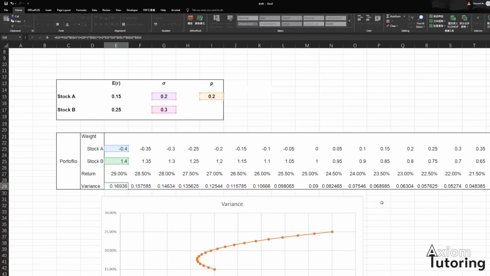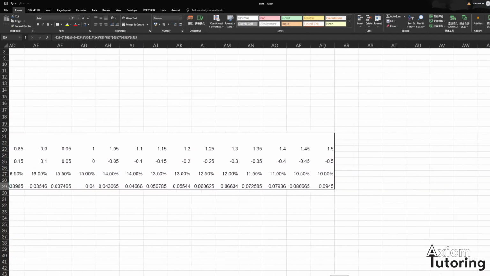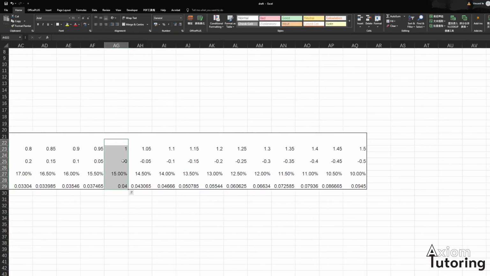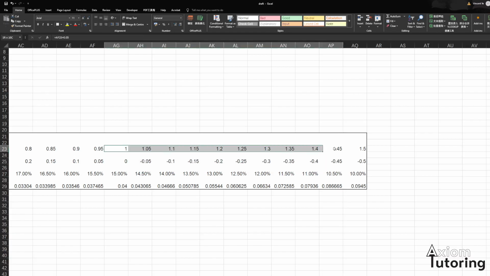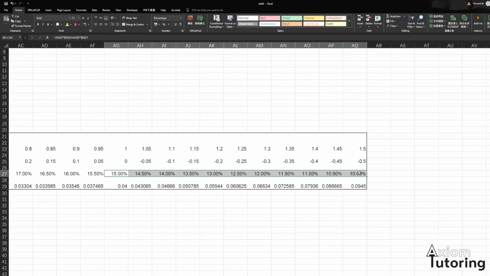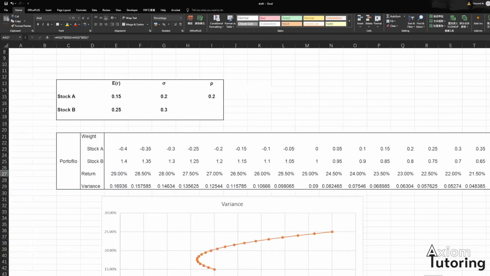The same is true for this side as well. As you can see, if we stopped at 0% here, we would have 100% stock A with 15% return and 4% variance. But if we continue to short sell stock B and buy more of stock A, our return is going to further decrease, and the variance is going to increase. Obviously there's no reason to do that, right? So it seems like this way is a lot better if you can tolerate that variance.